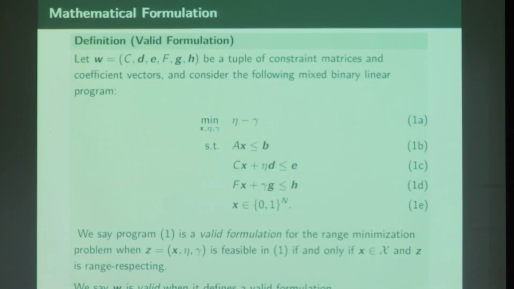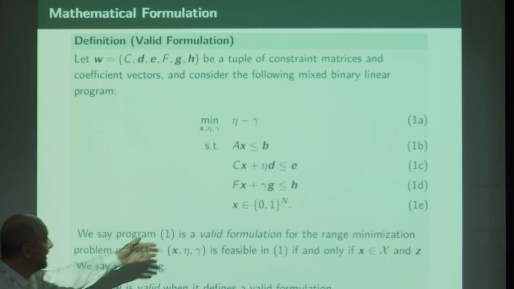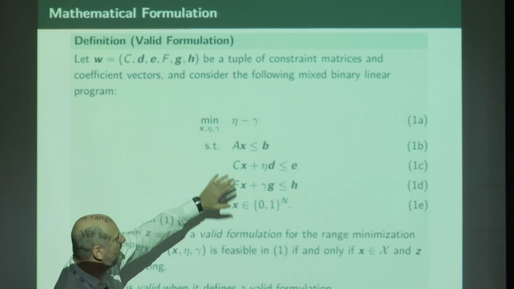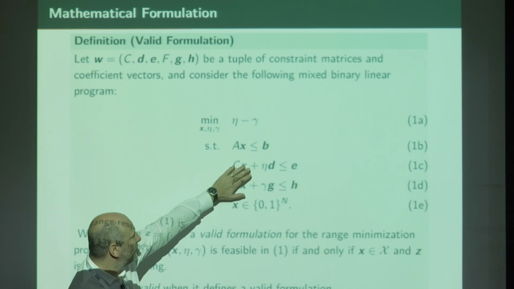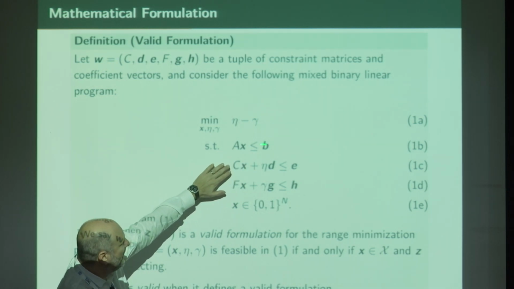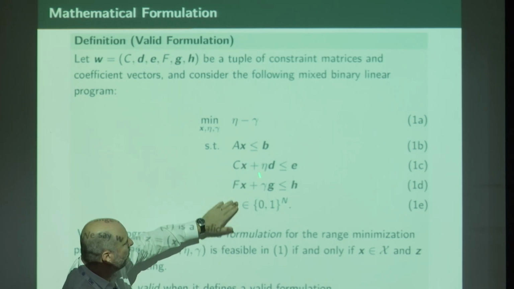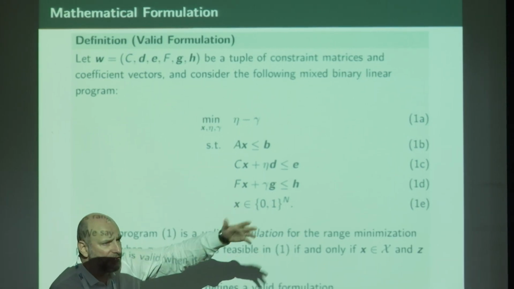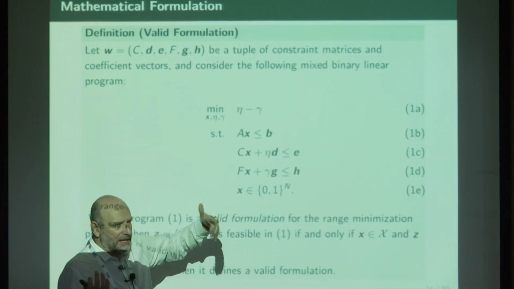So now, which are the properties? Well, let's go back. So these are the set of constraints. If I have a general formulation in which I have this Ax less or equal than b, the x variables, the objective function would be the efficiency, I don't need anything else.